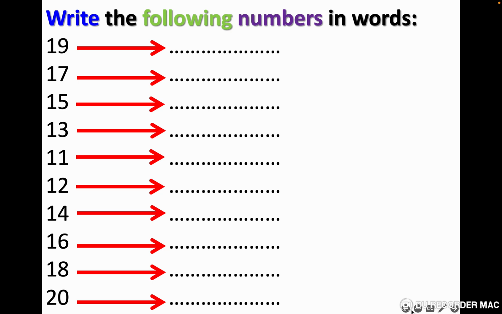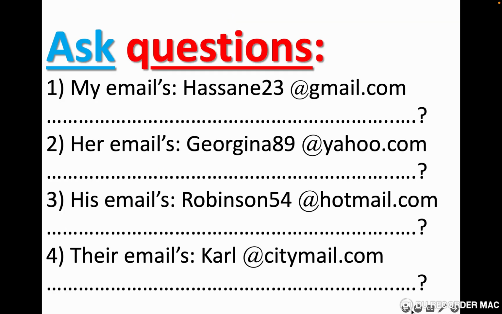Let's go to the next slide. Ask questions. My email: Hassane23 at gmail.com. This symbol is pronounced "at". So what is the question? Number 2. Her email: Georgina89 at yahoo.com. That's the question. Number 3. His email: Robinson54 at hotmail.com.